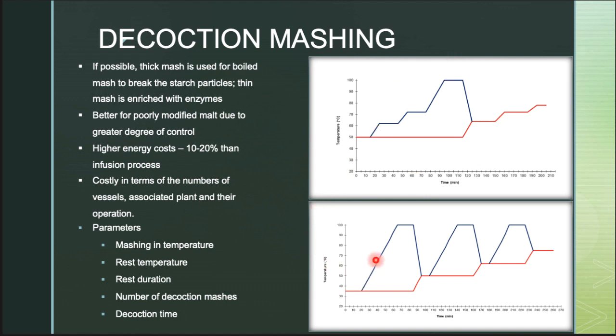However, here one part is boiled and returned back to the main mash to increase the temperature from 35 degrees centigrade to 50 degrees centigrade. From the 50 degrees centigrade mash, another portion is withdrawn, boiled and returned to increase the temperature from 50 degrees centigrade to 60 degrees centigrade. And from the 60 degree mash, another portion is withdrawn, boiled and returned to increase the temperature to around 70 degrees centigrade. Since the number of boiled mashes is three in this case, this process is called triple decoction.